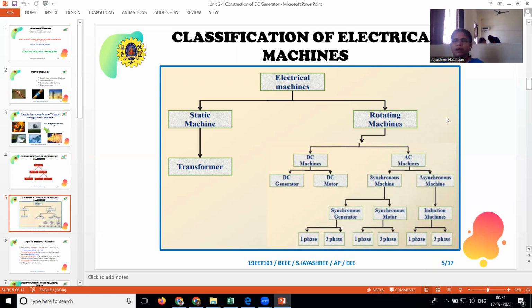Then induction machines are again single phase and three phase. Synchronous generators are single phase and three phase. Synchronous motors are again single phase and three phase. We will look at these one by one in the next class.